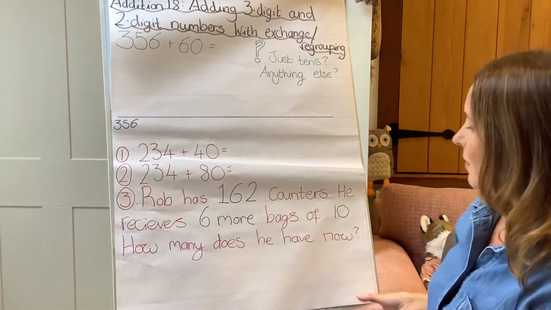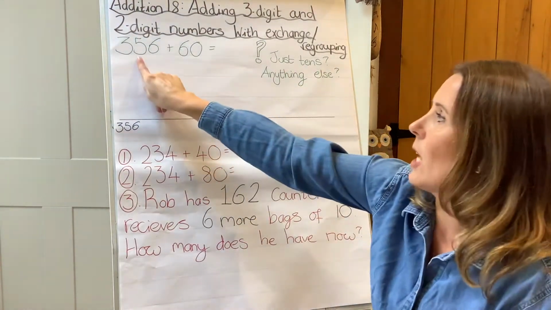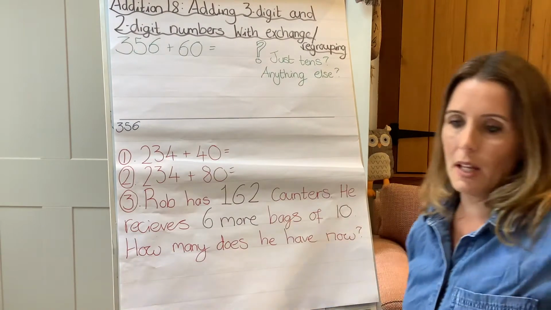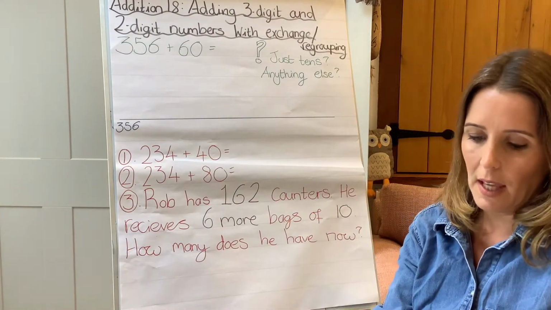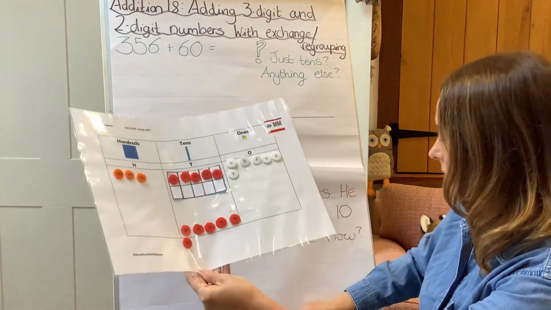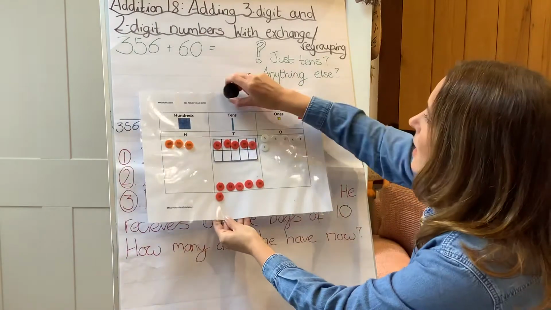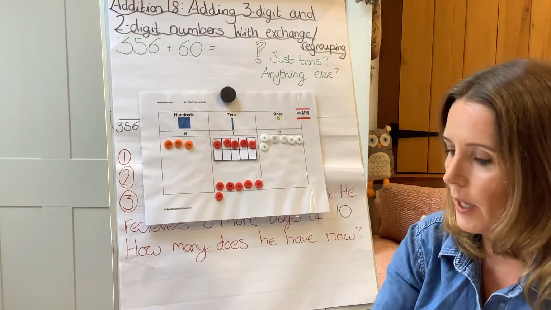Okay, so that helps us to think about how many tens can make the next 100 here. So we've got 356 and 60. So is it just the tens that's going to change? Is anything else going to change with that? So let's have a look using the place value counters. Now you can use base 10 for this, or place value counters would work as well.